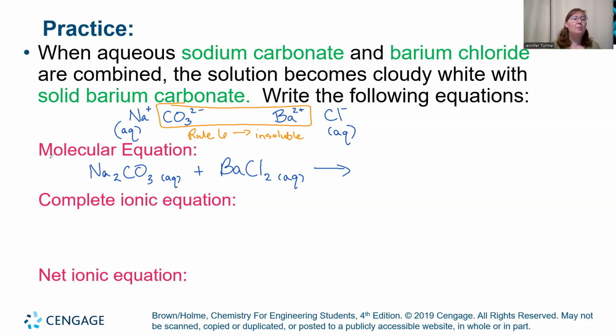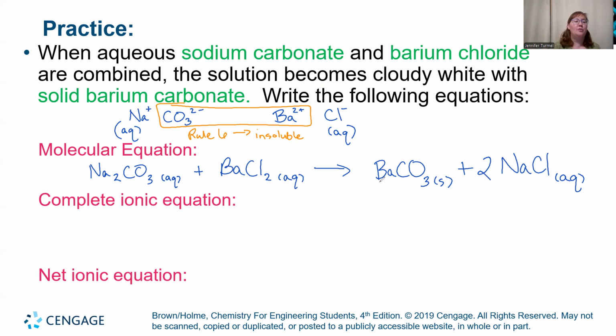Now I can bring that together, and since they're both 2s, we have BaCO3, and it's a solid. Then we take our sodium and our chloride and put those together, NaCl, and it's aqueous. Now we need to balance this. Here we see that we have 2 sodiums and 2 chlorines on the reactant side, so we're just going to put a 2 here, and then we check. We have 2 sodiums and 2 sodiums, 1 carbonate and 1 carbonate, and 1 barium and 1 barium.